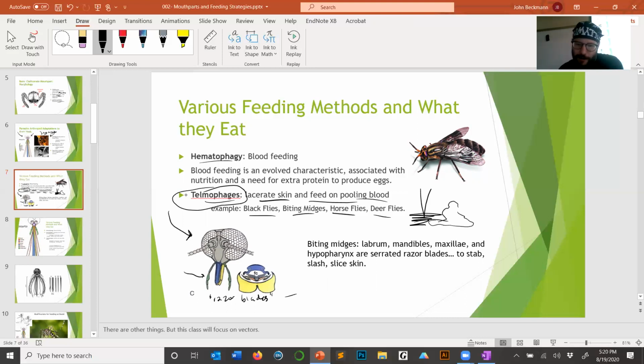And here's what their mouthparts look like. You can see that they're kind of blunted, and they actually look like little swords. That's literally what they are. They're like little swords.